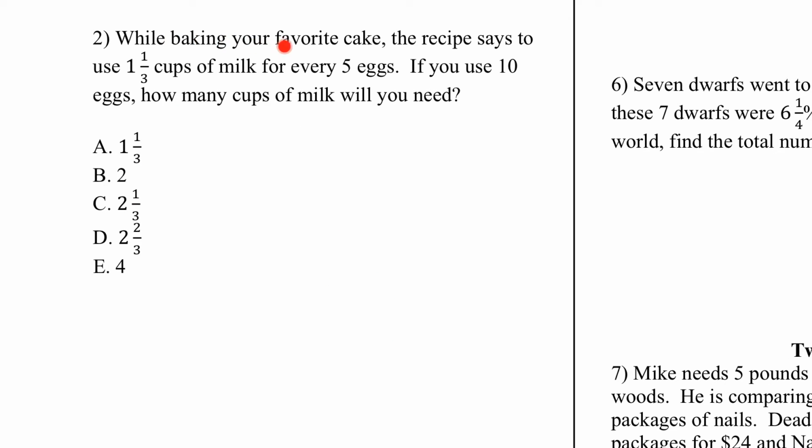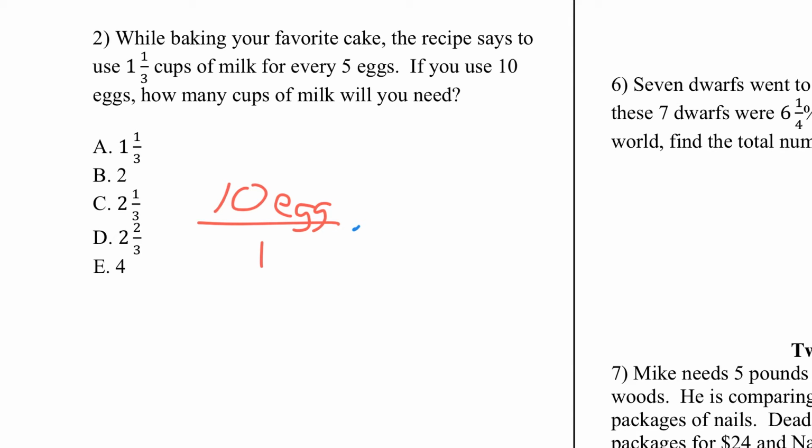Number 2, while baking your favorite cake recipe, it says to use 1 1/3 cups of milk for every 5 eggs. So that's a rate, 1 1/3 cup per 5 eggs. Which one goes on top, which one goes on the bottom? That depends on the rest of the problem. If you use 10 eggs, how many cups of milk will you need? So you're going to be using 10 eggs. Let's write that down. Let's write it as a fraction.